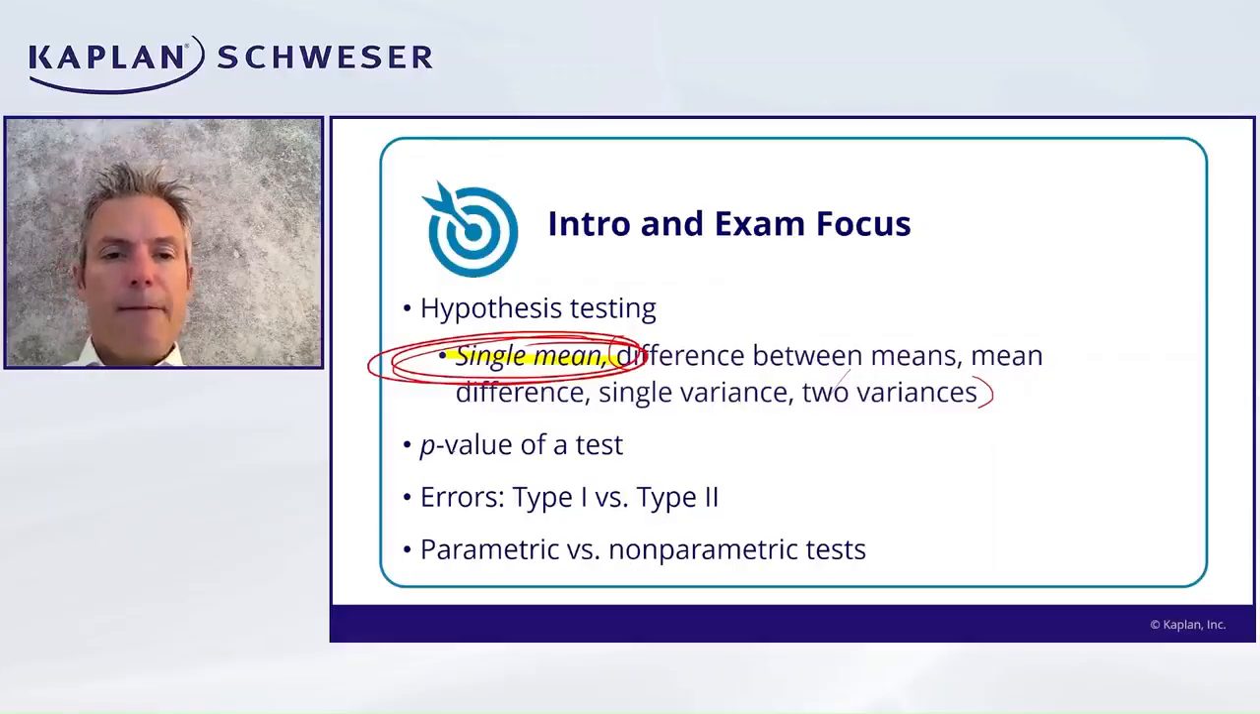You need to know what a p-value is. You need to know your different errors that can happen, type 1 and type 2, and then there is a brief discussion at the end about parametric versus non-parametric testing.